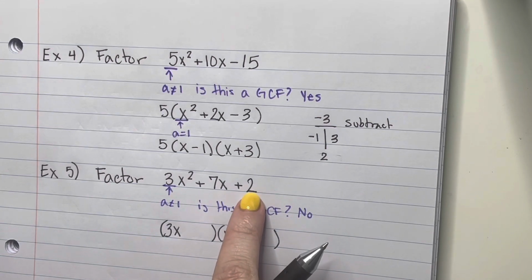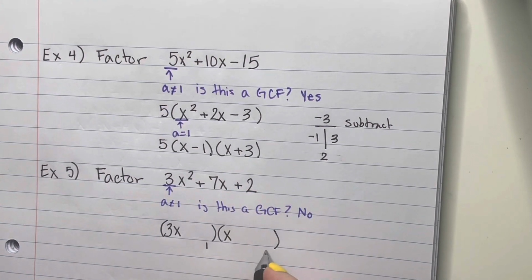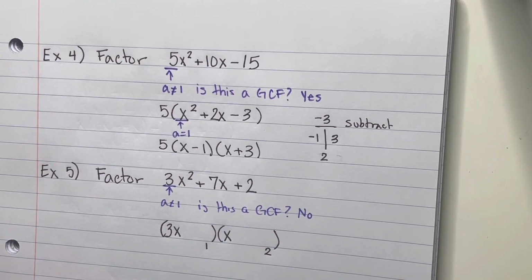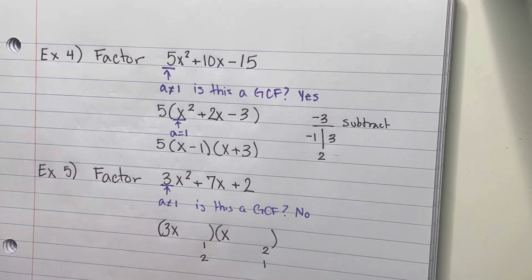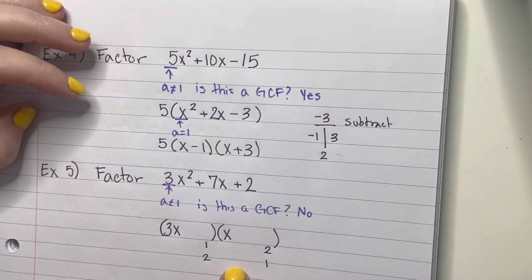What are numbers that multiply to be 2? I only have 2 possibilities. 1 times 2, or 2 times 1. This is the guess and check method because I'm literally going to guess a pair, check if it works, and then guess the other pair if it does not. So let's start by checking.